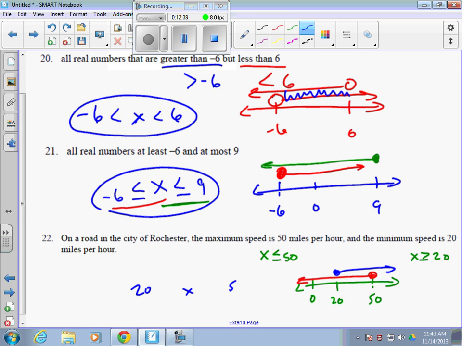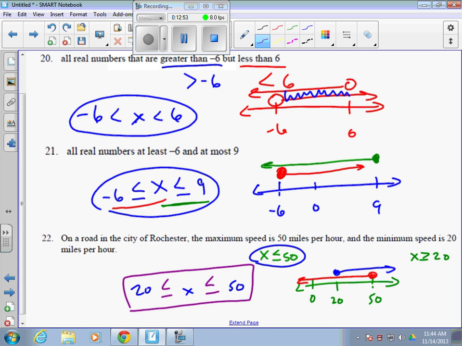20 is less than or equal to x, which is less than or equal to 50. This one says x is less than or equal to 50. Make it match that one, less than or equal to 50. Make this one face that direction there. Make this one face the exact same direction. It's probably the easiest way to write your compound inequalities.